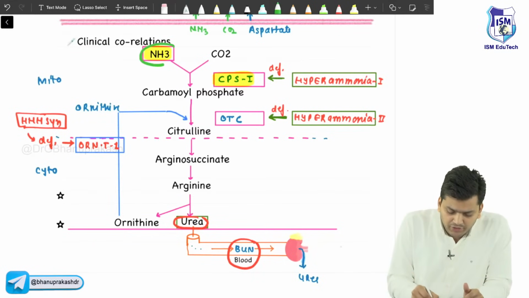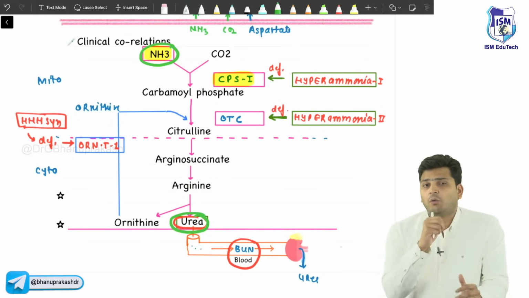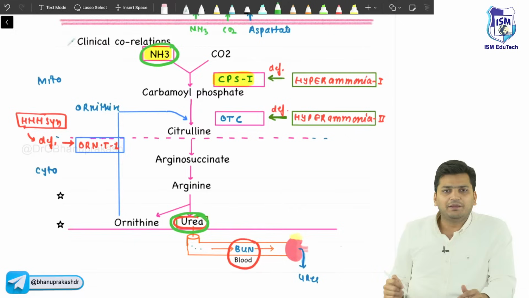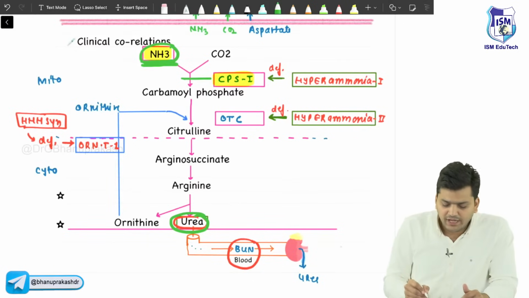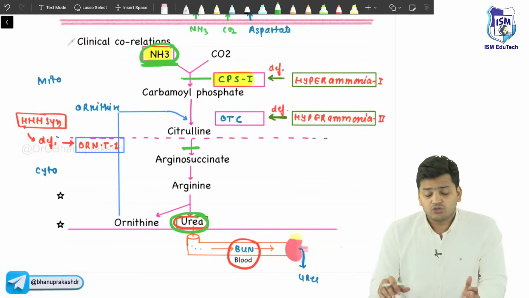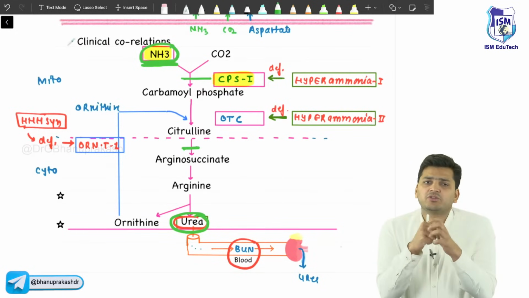We started with the ammonia and we went all the way till urea. These were the 5 steps. Now, if there is a problem in this urea cycle, if any of the enzymes is not there, let's say CPS1 is not there, then ultimately the ammonia is going to accumulate. Or for that matter, if any enzyme is not there, ultimately ammonia is going to accumulate. So, whenever there is any problem in the urea cycle, the ammonia is going to increase.